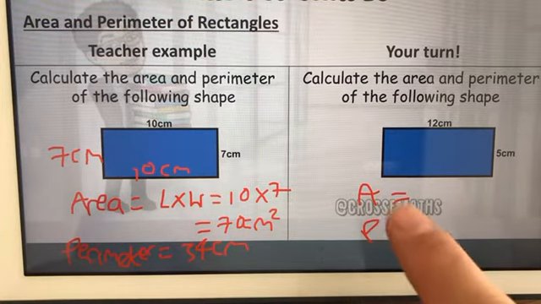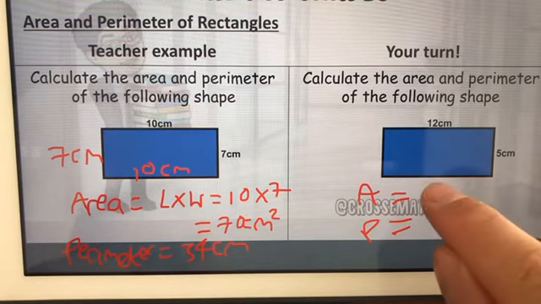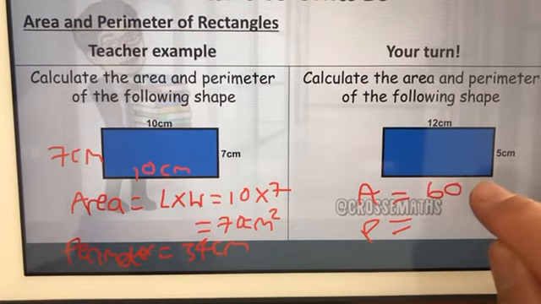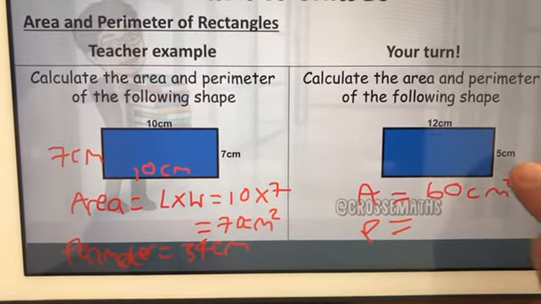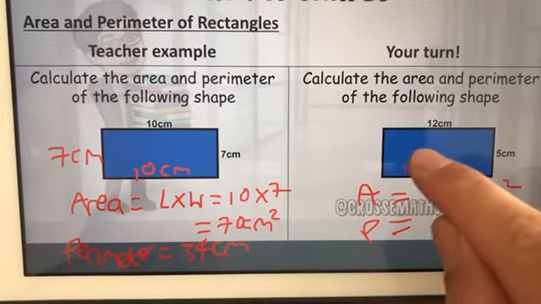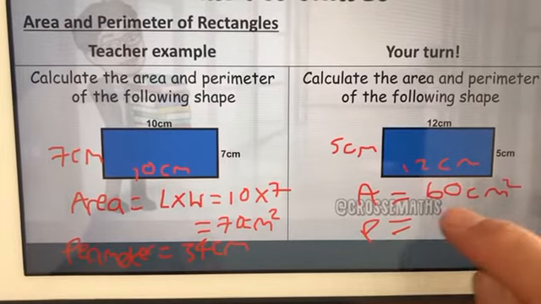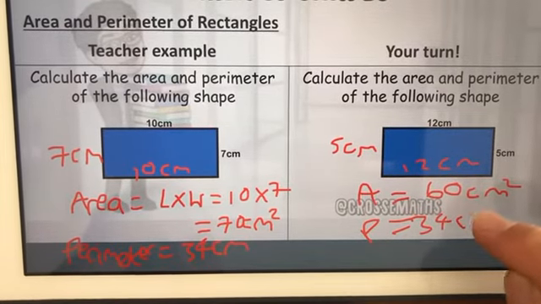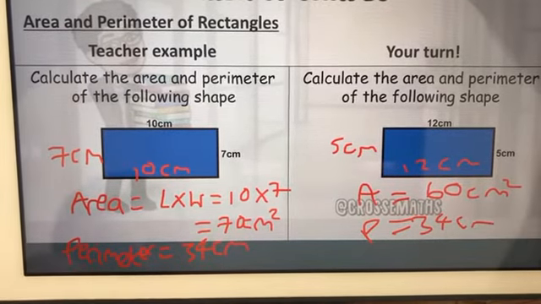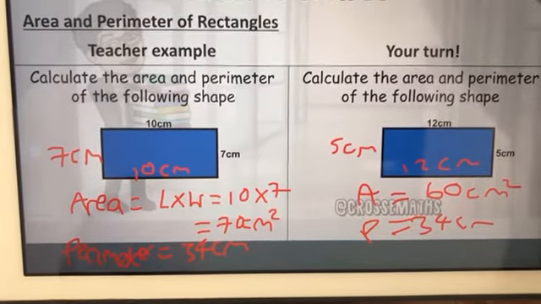Right guys, this one on the right hand side, area is length times width. 12 times 5 gives me 60 centimeters squared. And then perimeter, 12 plus 5 plus this 12 which isn't labelled, plus this 5 which isn't labelled, gives me 34 as well. So my perimeter for both is 34 centimeters. That should make some sense, okay? Make sure the left hand one's down. It's important to have good examples in your book.